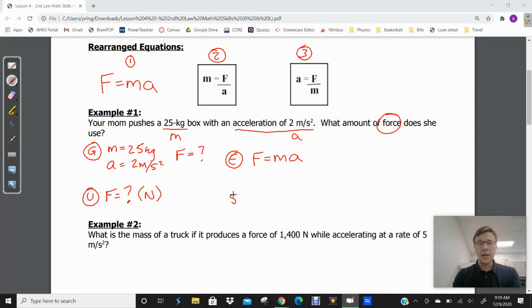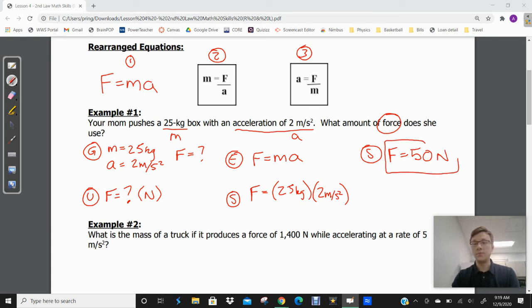Now for our first S step, which is substitute, we're going to go ahead and plug these numbers in here. So we have a mass of 25 kilograms times the acceleration of 2 meters per second squared. So we can see here when we solve for this that our force is going to be equal to 50 kilograms times meter per second squared, which is also known as a Newton. So we'll use that right there. Okay, we'll go ahead and move on to example 2.